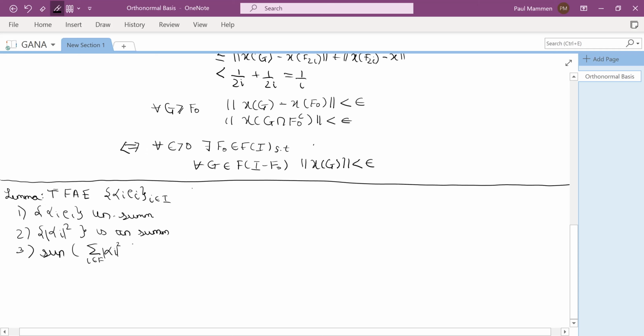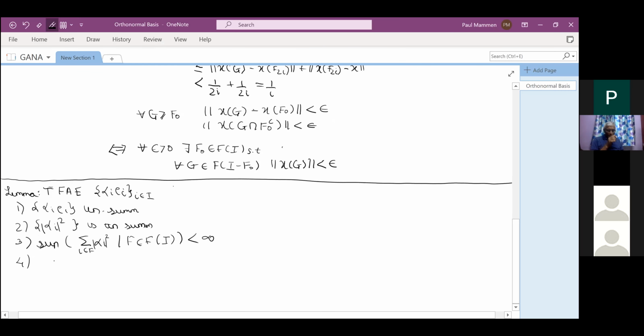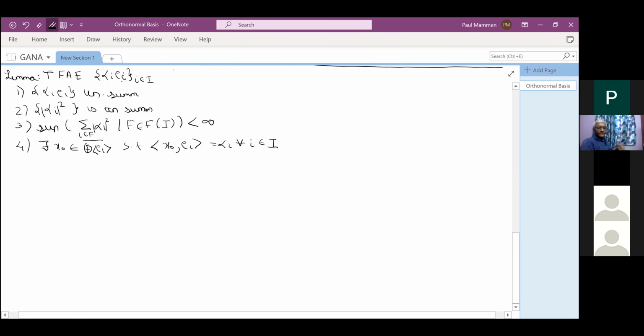Sigma alpha squared, where F belongs to F of I is finite, and there exists x naught which belongs to the closure of the sum of e i such that what this is going to give us is a maximal orthonormal set, which means that it's not contained in any other orthonormal set.